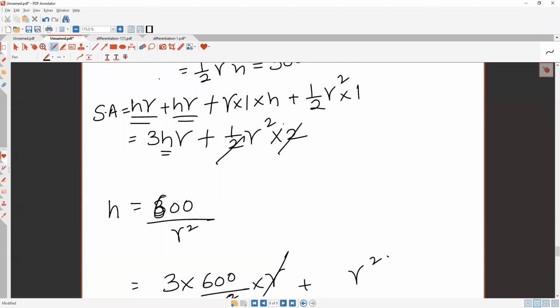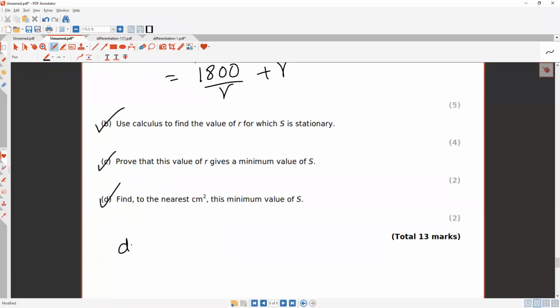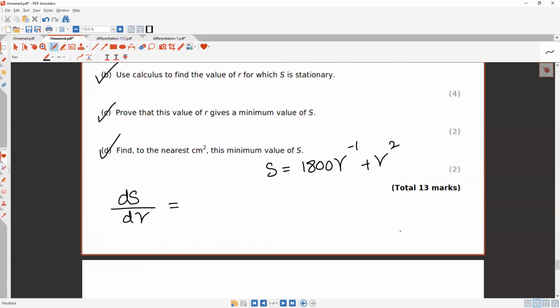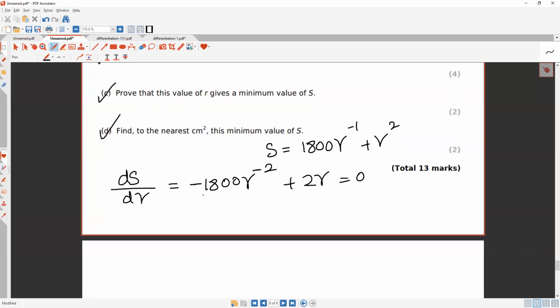Surface area. So ds by dr, before that I need to simplify it. S equals 1800 r raised to minus 1 plus r square. Okay? So ds by dr is minus 1800 r raised to minus 2 plus 2r, equals 0 because it is stationary. So bring it on the other side. 2r is equal to 1800 divided by r square.